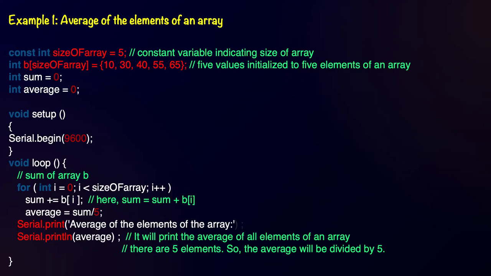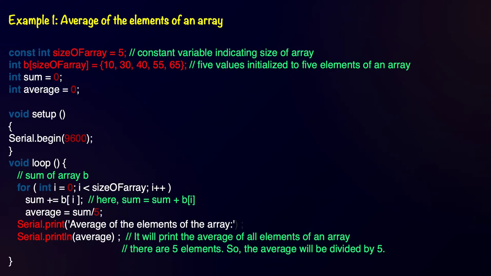See, average of the elements of an array. Again, we declared const int sizeOfArray = 5. Okay. int b[sizeOfArray] = 10, 30, 40, 55, 60. 5 values we have initialized, right? Now int sum = 0 and int average = 0. We are initializing them. Void setup, we have mentioned the baud rate over here.